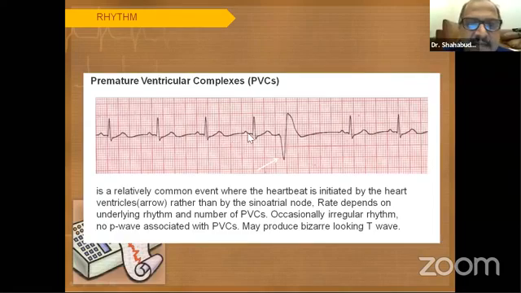As I have said earlier, this is the P wave and QRS complex, and this is broad, wider and broader than the QRS complex, without a P wave. So it is a premature ventricular complex.